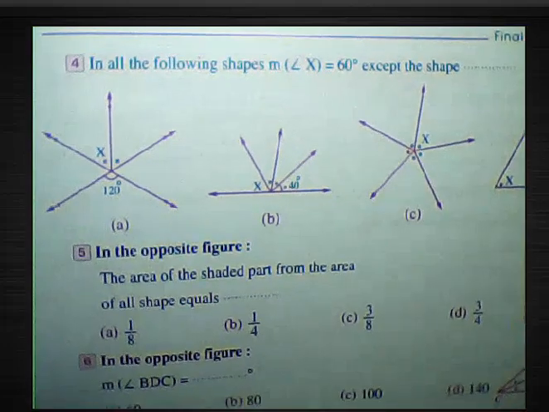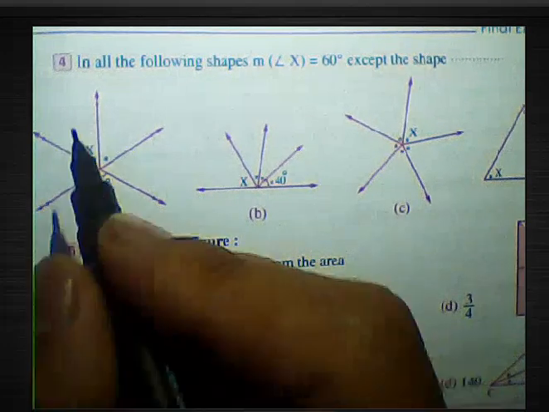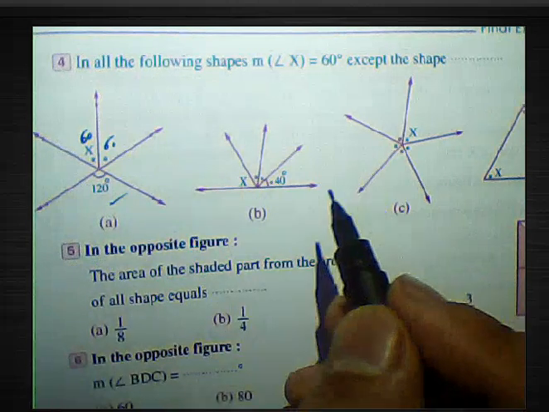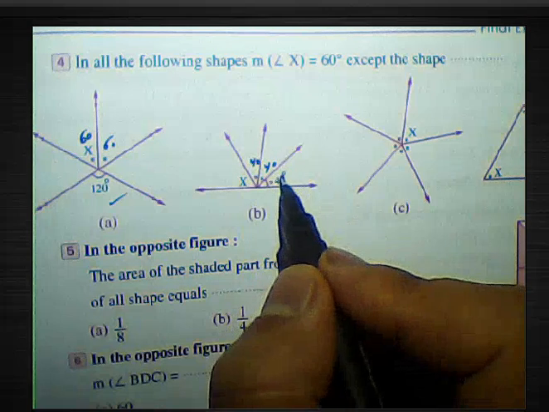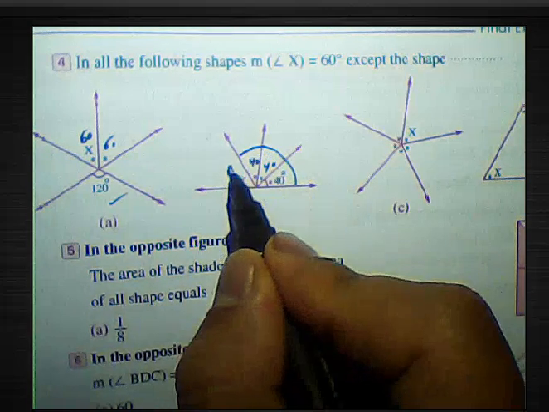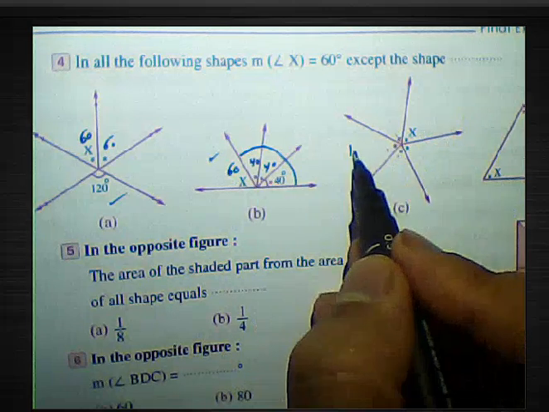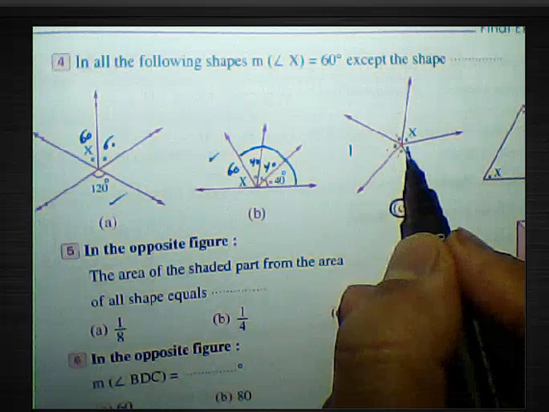In all the following shapes, the measure of the angles is 60 degrees except one. It will be equal 60 degrees, and it will be 60 degrees. It is true. And here 40 and 40 and 40 equal 120. Subtract from 180 equals 60 degrees. It's true. 1, 2, 3, 4, 5, 100. No, it's not. Letter C, because we have 5 angles.